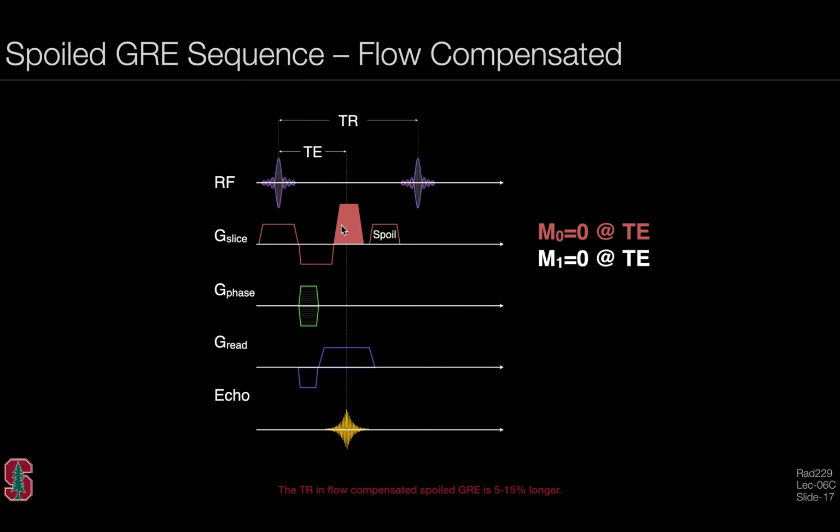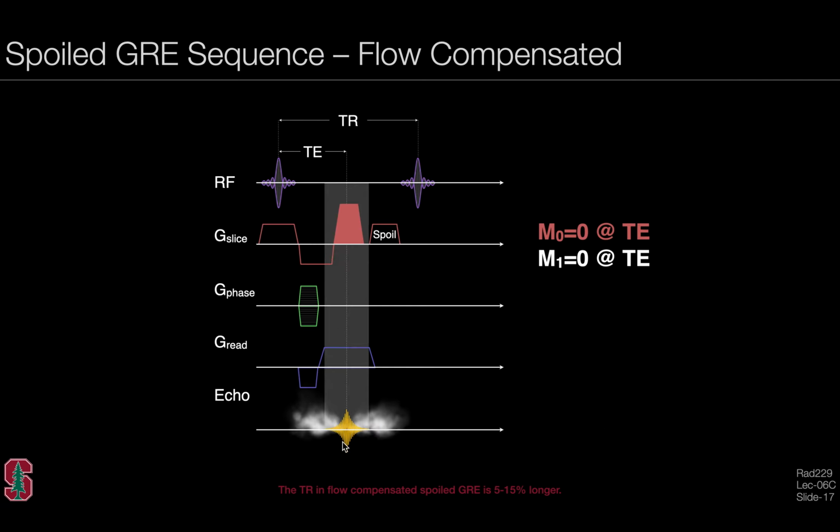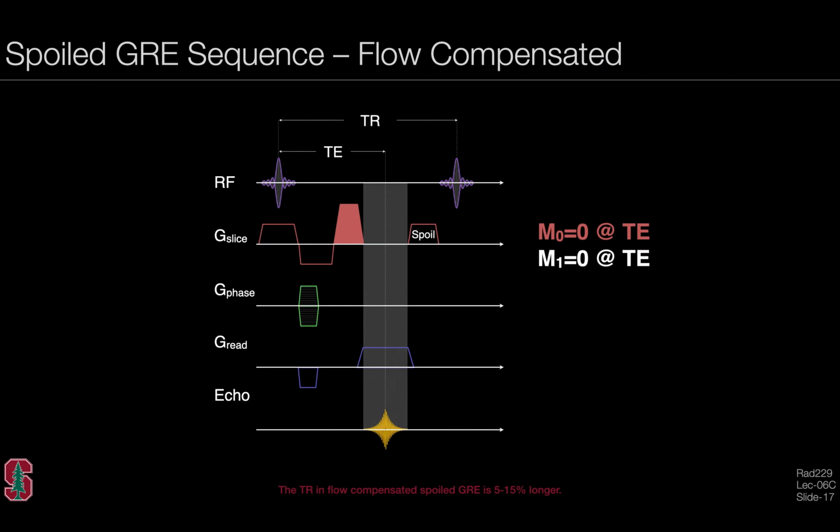But the timing here was poorly chosen because it overlaps with the formation of our echo. And so we stretched things out a little bit to make room for everything. And so the flow compensated gradient echo sequence has a TE and a TR that's about 5 or 15% longer depending on a few parameters. So that extends things a bit already.